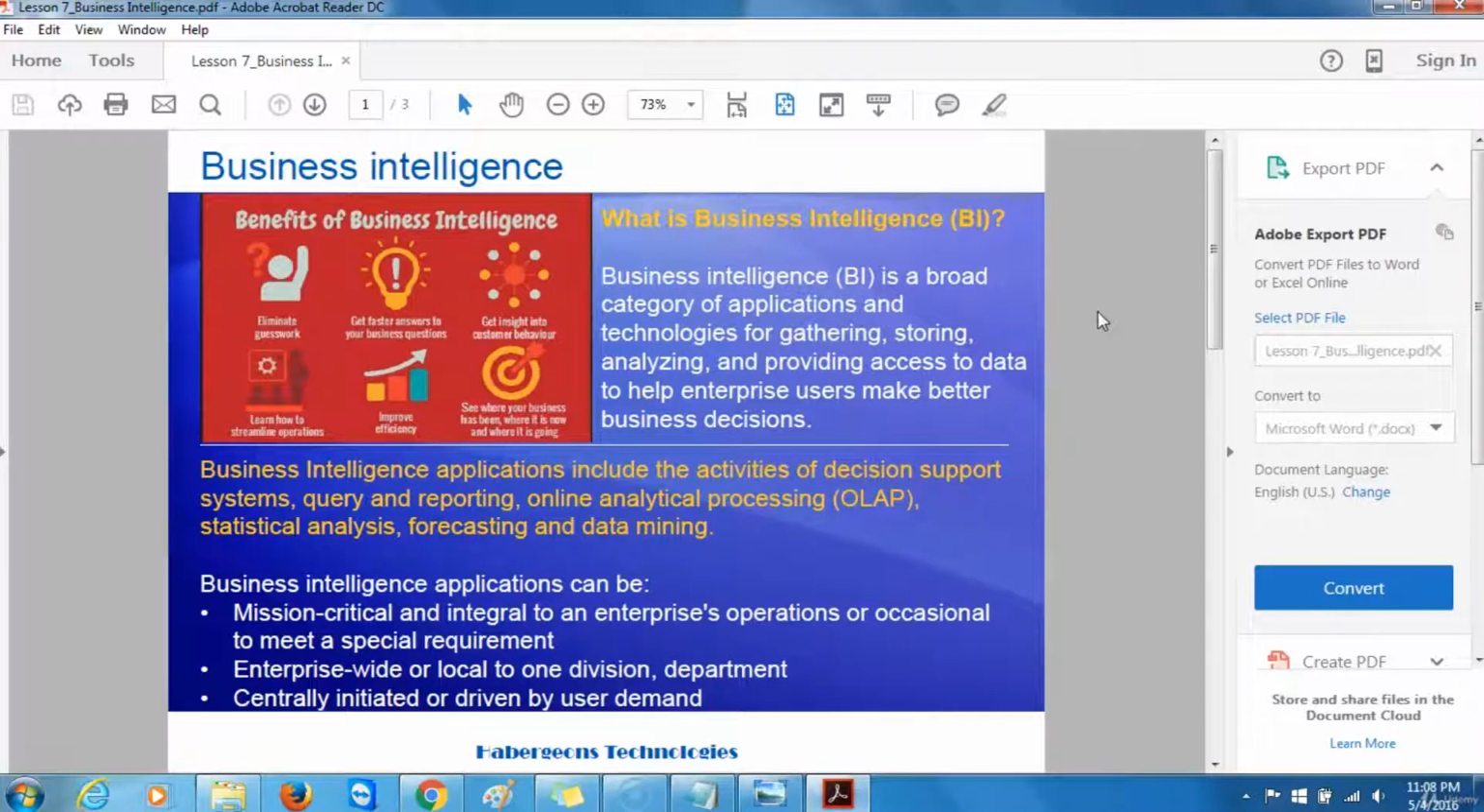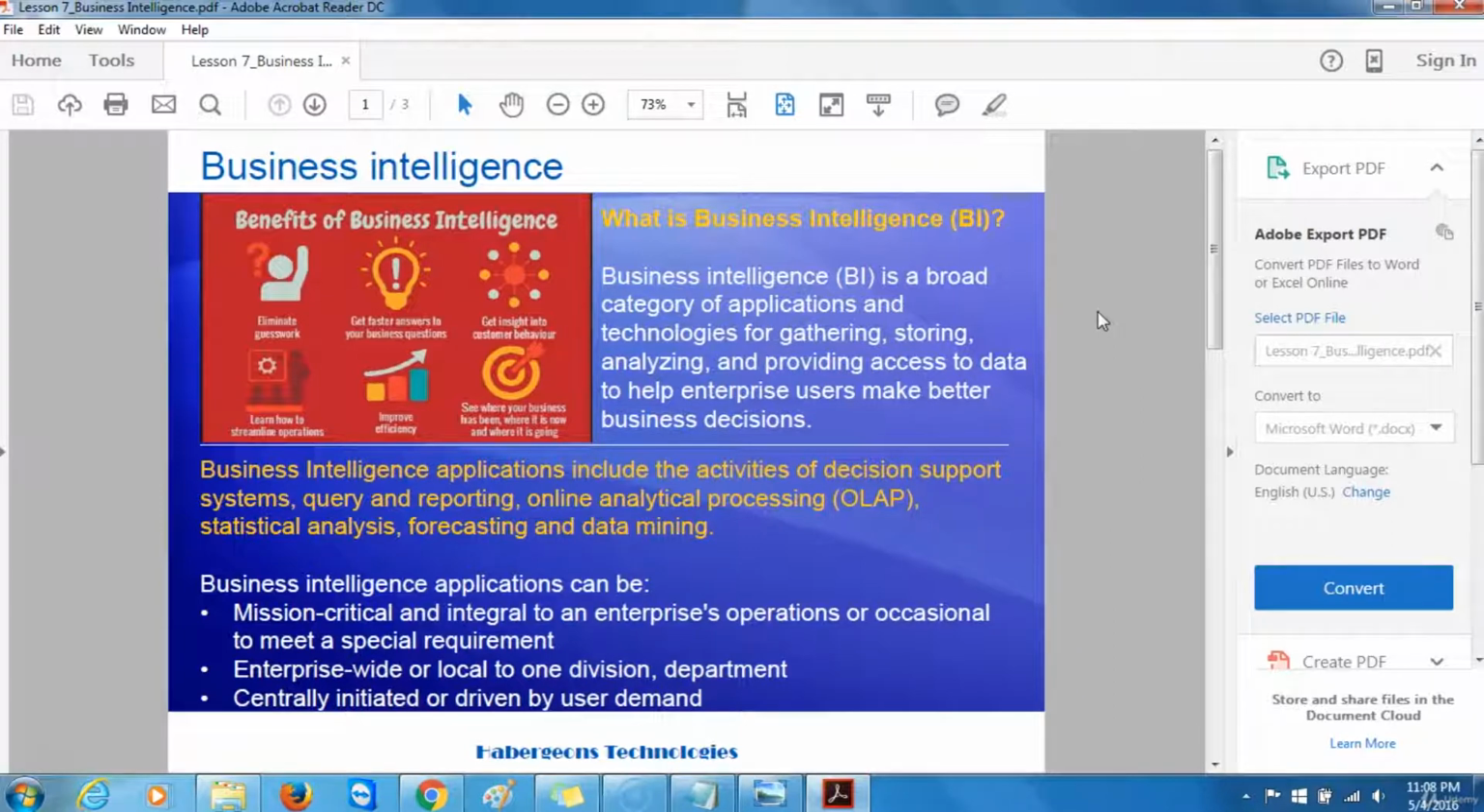Which means that it may not just be one specific software such as an Oracle database or an Oracle Data Integrator tool, but a collection of both, as well as other applications which support business decisions overall, that makes up what is known as business intelligence. Business intelligence applications include decision support systems, query and reporting, online analytical processing, which is OLAP, statistical analysis, forecasting, and data mining. All these make up business intelligence.